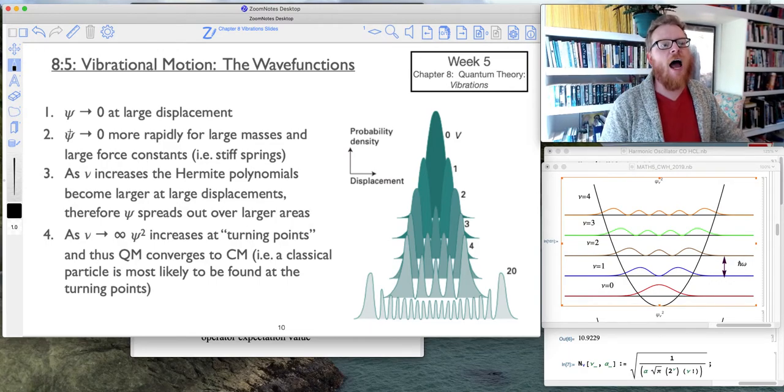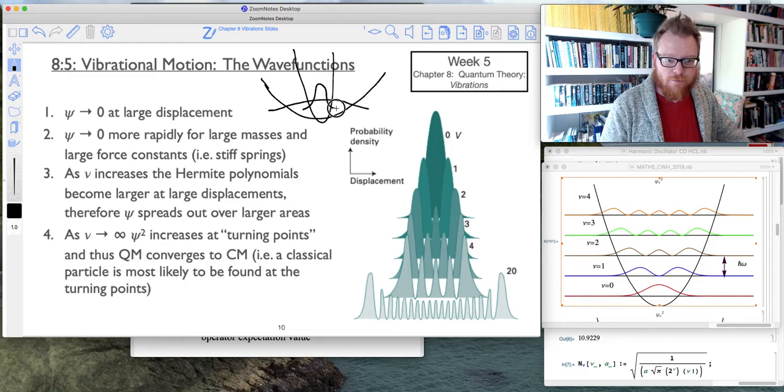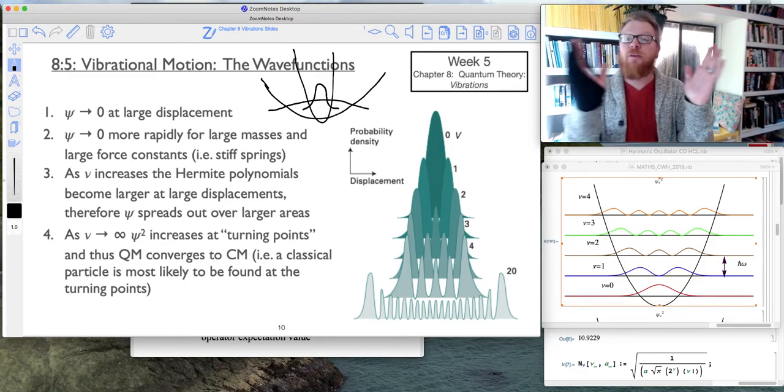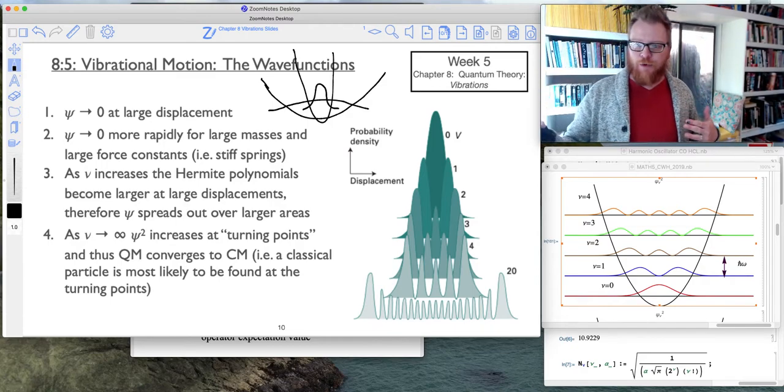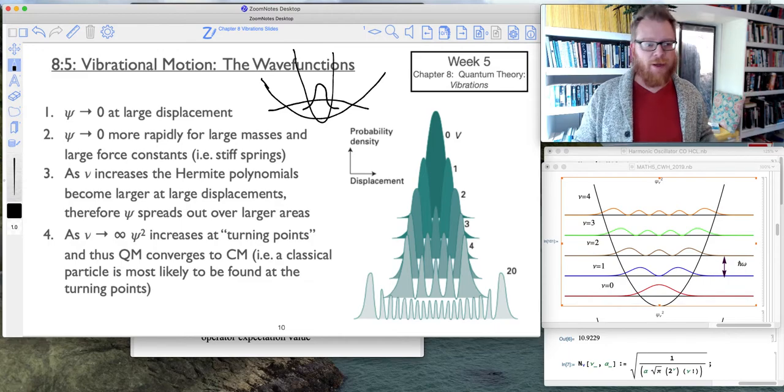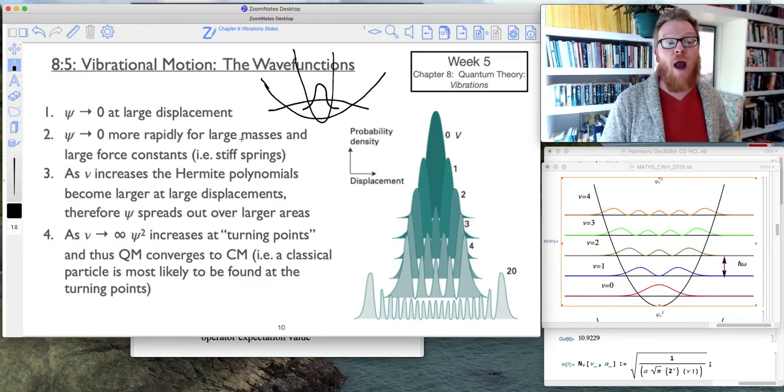Okay, so psi approaches 0 at large displacement. And so what does that mean? Well, if I have a really wide-looking potential energy well, then my psi function is really spread out. But if I have a really narrow potential energy well, then my psi function is going to have a much larger amplitude. And the width of this well is given by my displacement scale, in other words, the oscillator frequency and the reduced mass. So psi approaches 0 more rapidly for large masses and large force constants, so stiff springs.